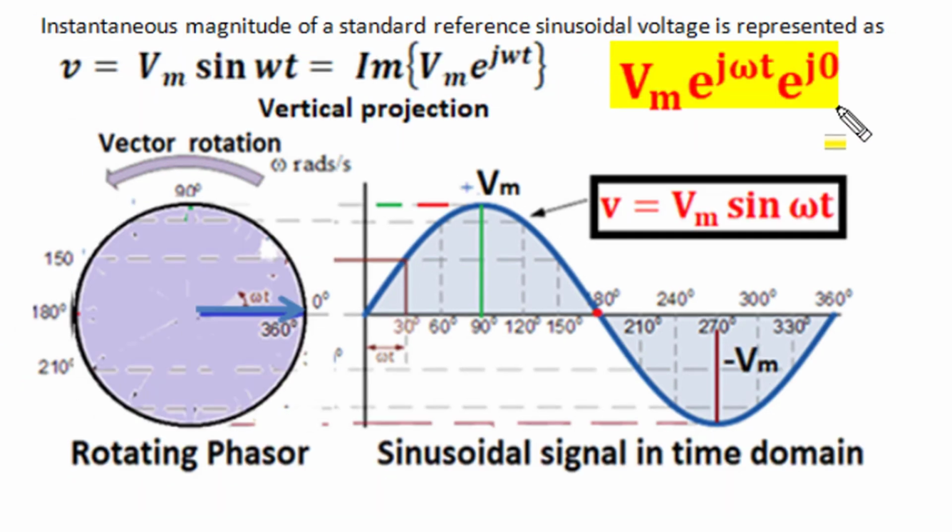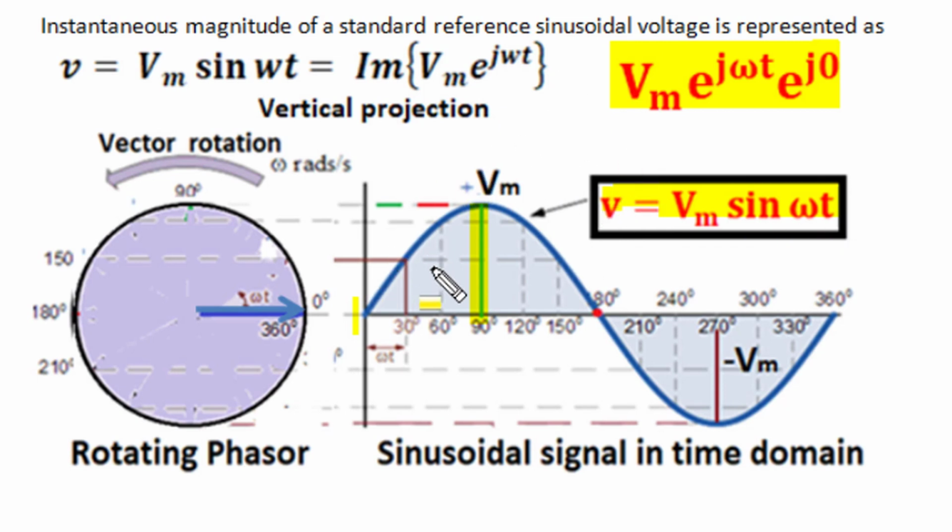This is the exponential relation of phasor representation, where Vm represents the amplitude or magnitude of the sinusoidal signal. This e raised to power j omega t represents the rotating nature of the phasor, and in this e raised to power j0, this 0 represents the instantaneous phase of the sinusoidal quantity at t equal to 0. A standard reference sinusoidal voltage having instantaneous value 0 at t equal to 0 is represented by the standard V equal to Vm sin omega t.